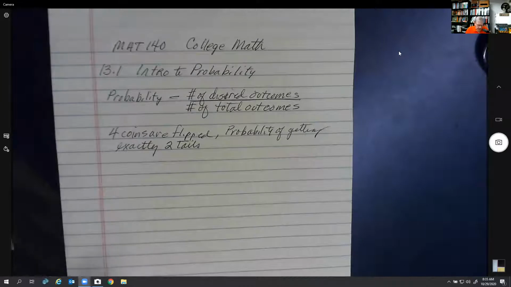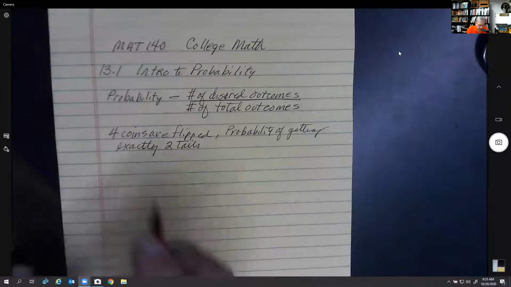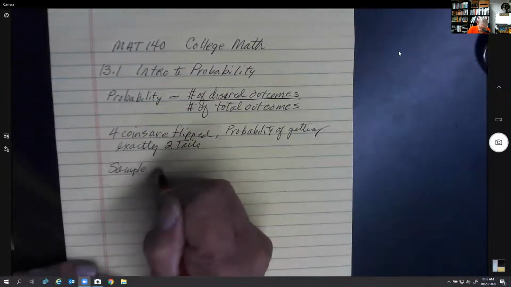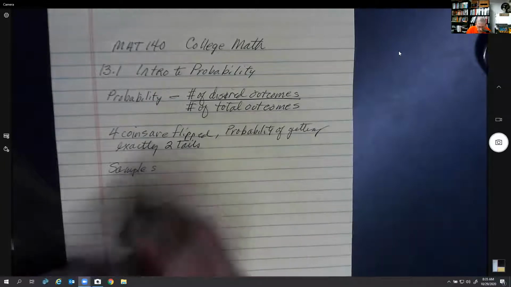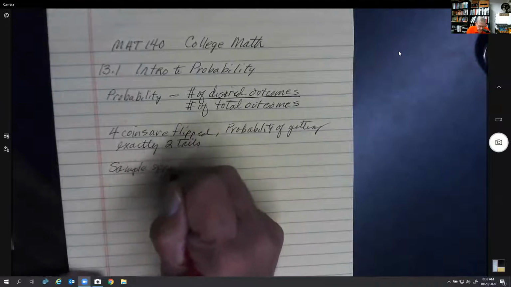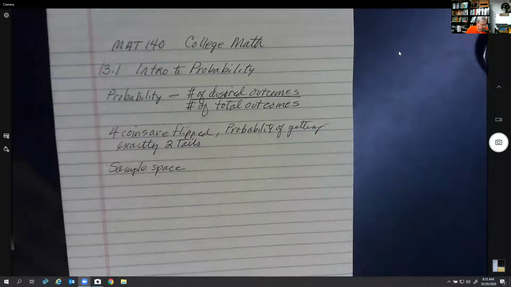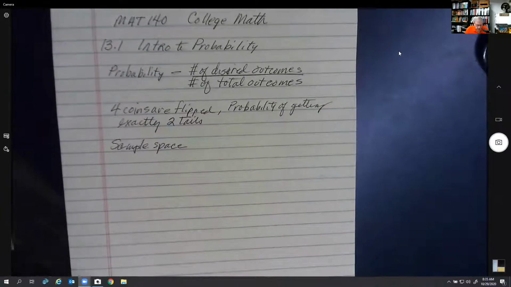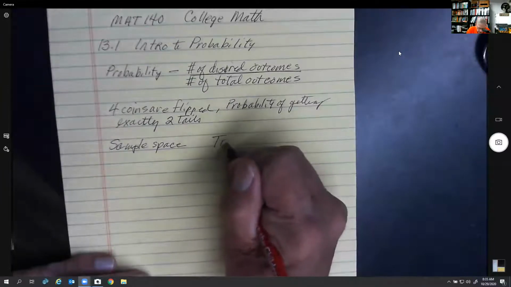When we have something like this, one that isn't too large, I can write out what I call a sample space. A sample space is listing all the different combinations. So I'm going to list all the possible combinations that could come up, and I'm going to do this through what we sometimes call a tree diagram.